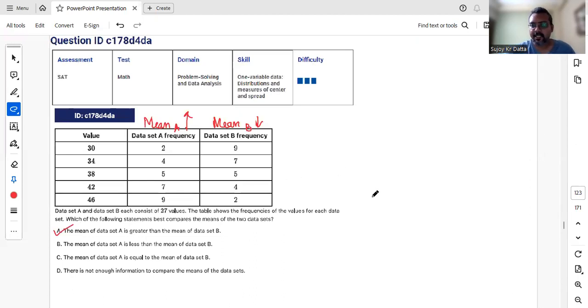So don't waste time in calculating these things. Try to see by observation. Most of these questions can be done by observation. So whenever you see a question like this, don't go by your first instinct to jump to a calculation, like 30 times 2 plus 34 times 4, that's going to be huge. Don't do it. See the pattern, understand the logic, and then solve. It will be faster.